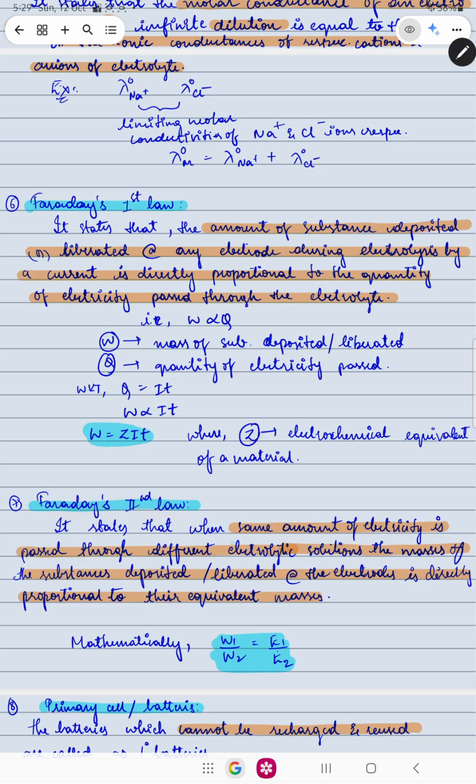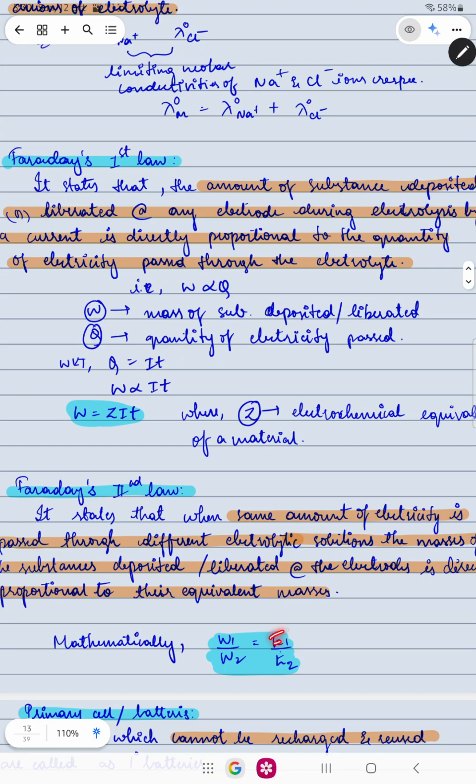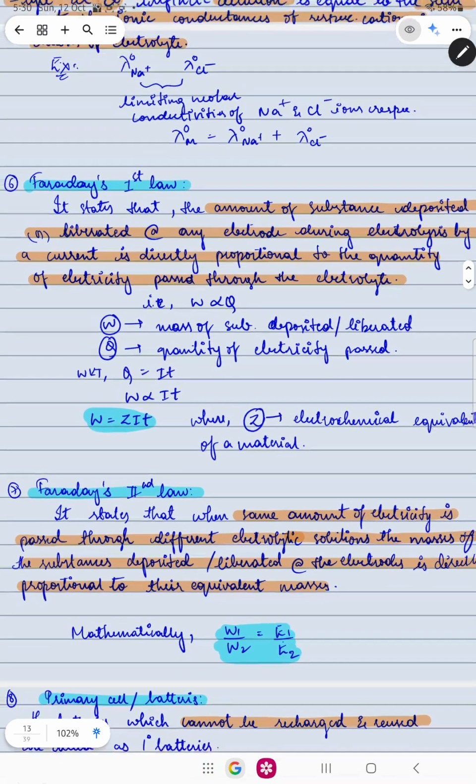Next is Faraday's second law. It states that when the same amount of electricity is passed through different electrolytic solutions, the masses of substances deposited or liberated at the electrodes are directly proportional to their equivalent masses. W1 upon W2 is equal to E1 upon E2.